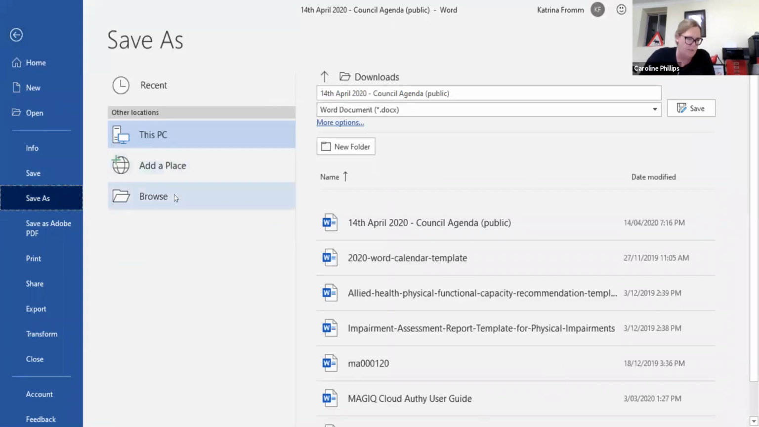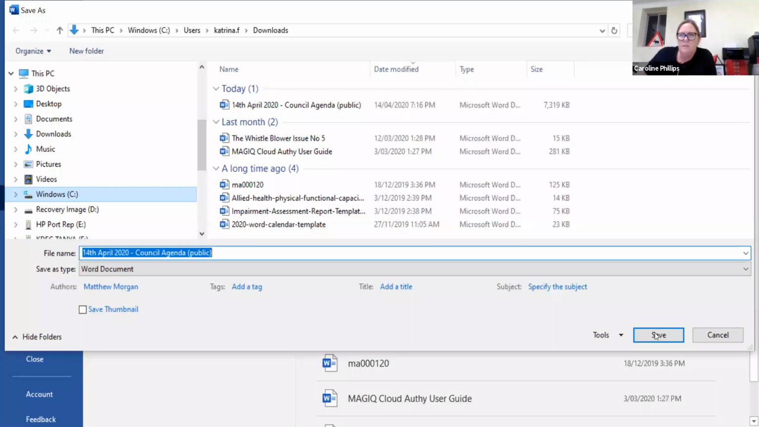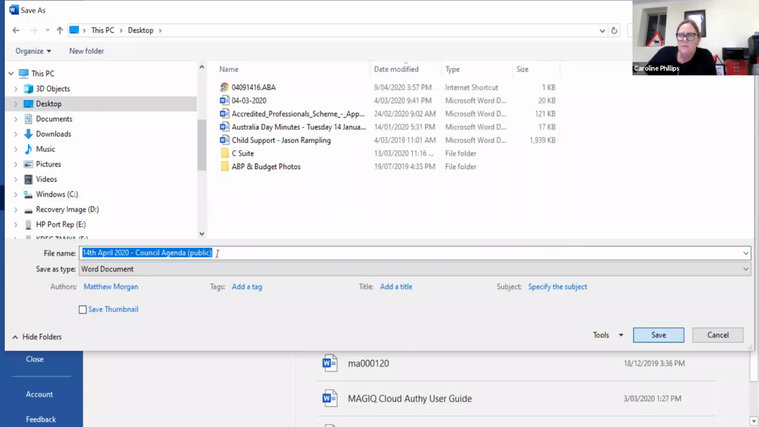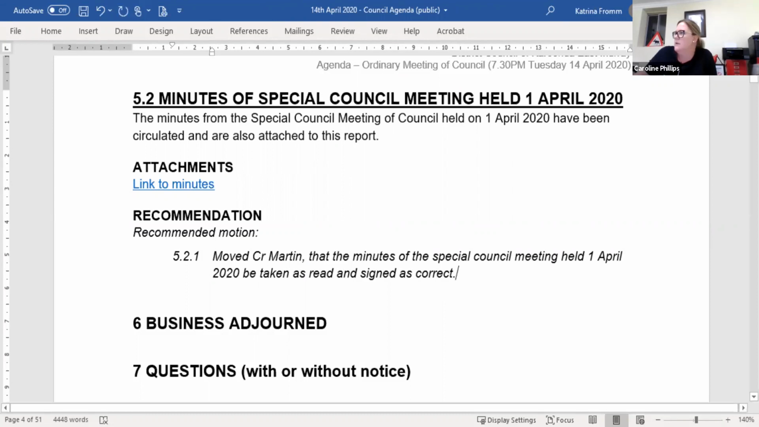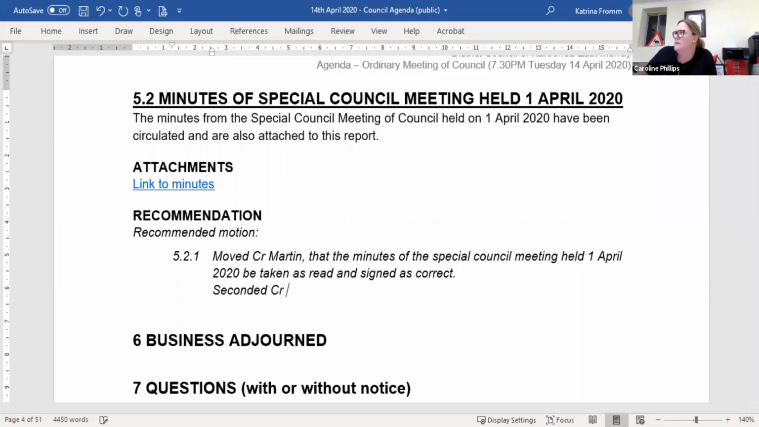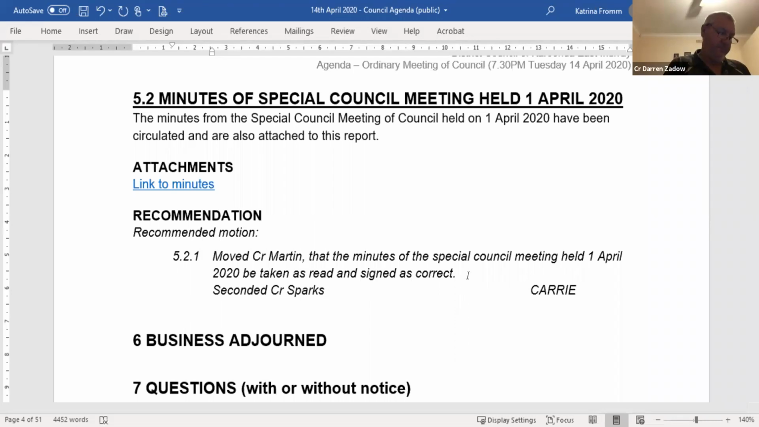5.2, minutes of the special council meeting which were held on the 1st of April. Do you have anyone prepared to move those minutes? Councillor Martin, seconded by, have I got a seconder there? Councillor Sparks. All those in favour? Aye. That's carried.